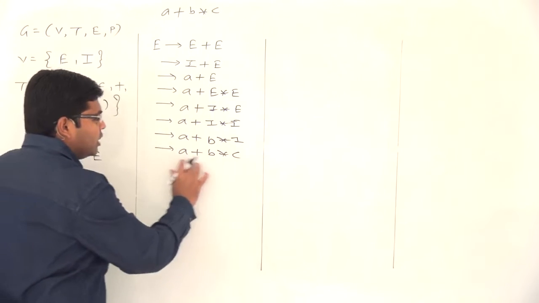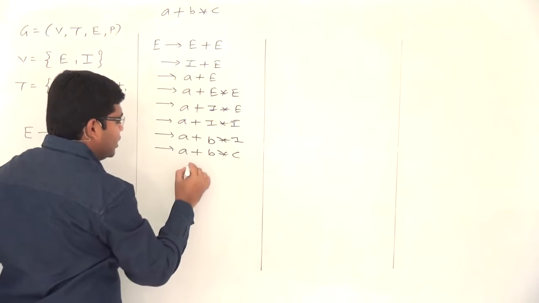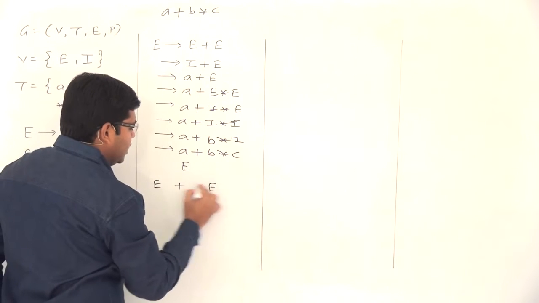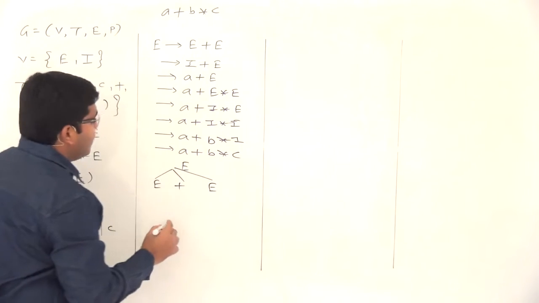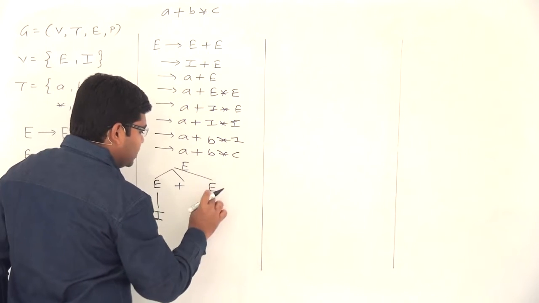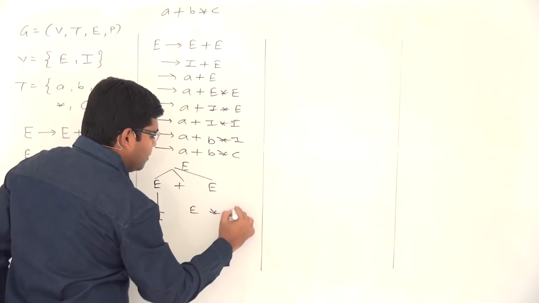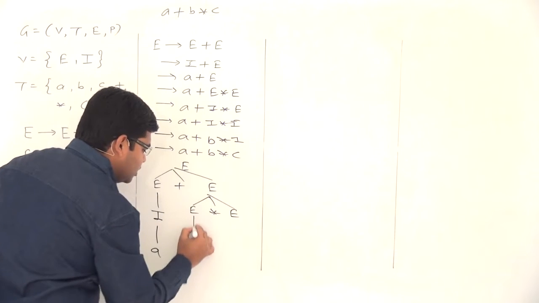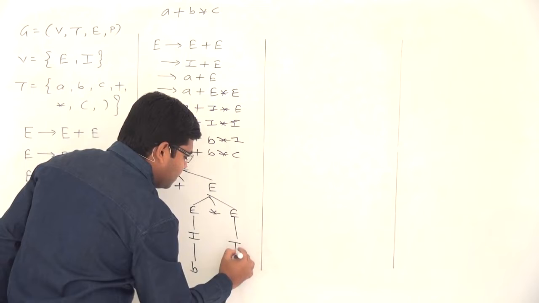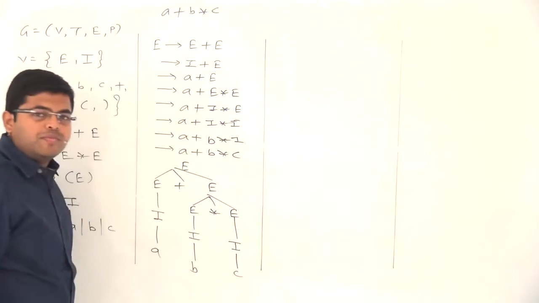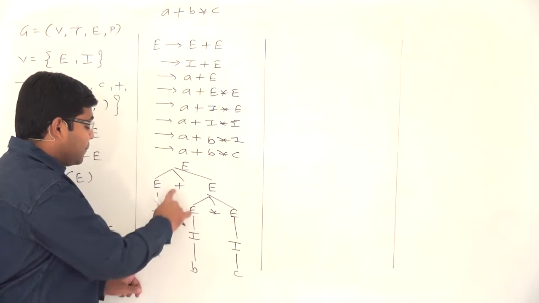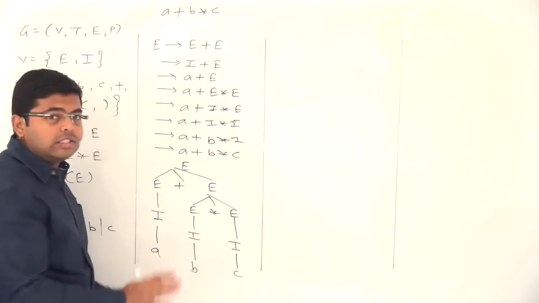Let us draw the derivation tree for this particular derivation. Initially we started with E. It was E produces E plus E. Then we replace this E with I, and then we replace this I with A. Later on we replace this E with E multiplied by E. This E will be replaced with I, this I will be replaced with B. Similarly, this second E will be replaced with I, and the I will be replaced with C. If you take the yield of this particular derivation tree, it will be A plus B multiplied by C.